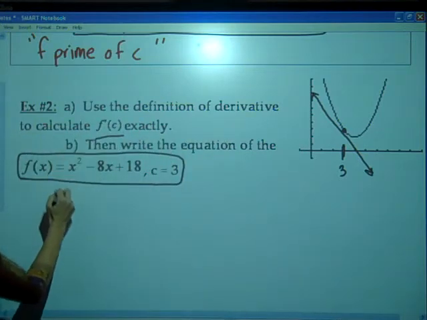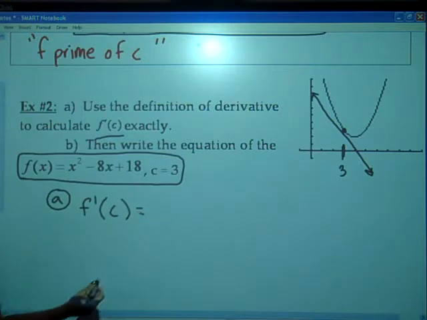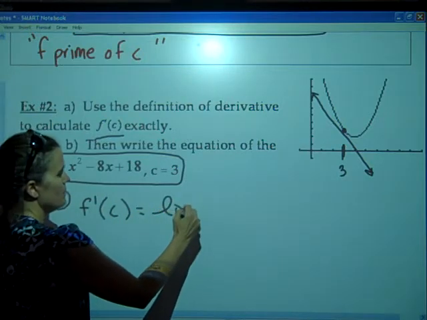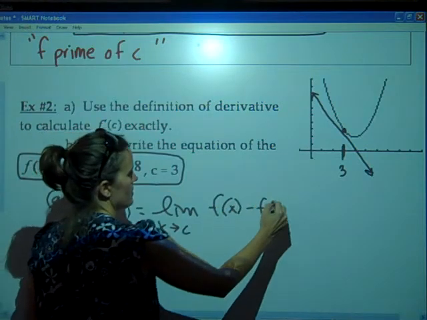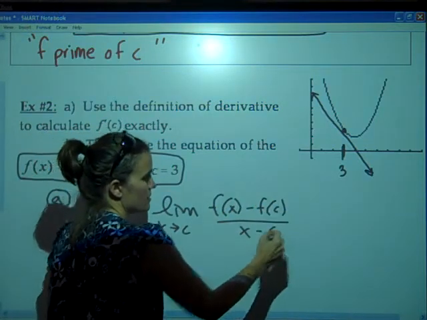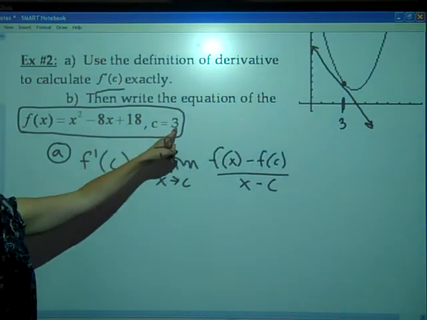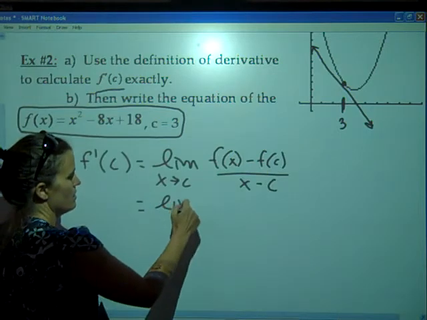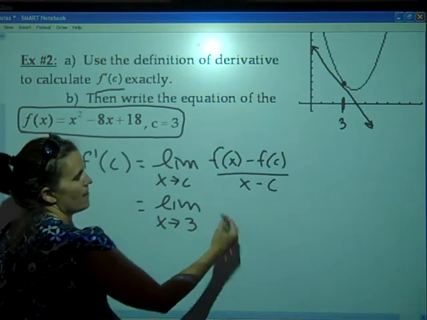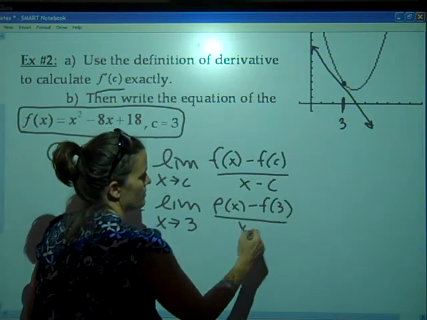So, letter A, use the definition of derivative. Alright, so definition of derivative, let's practice writing it out a few times. F prime of c will equal the limit as x approaches c of f of x minus f of c all over x minus c. Okay. So our c value for this problem is 3, so we're going to plug in 3 everywhere we see a c. So this is the limit as x approaches 3 of f of x minus f of 3 all over x minus 3.